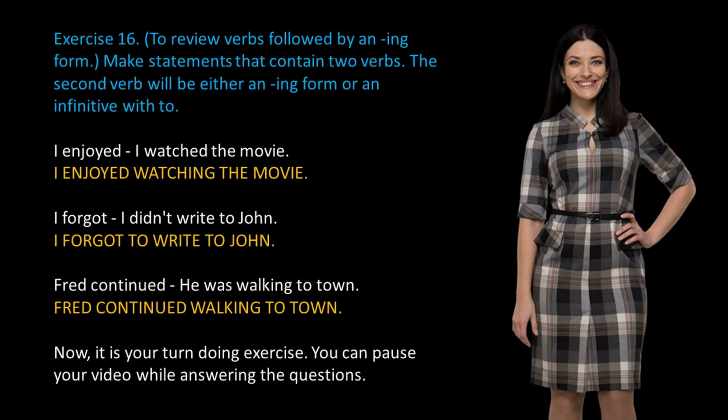Exercise 16. To review verbs followed by an -ing form. Make statements that contain two verbs. The second verb will be either an -ing form or an infinitive with to. Examples: I enjoyed. I watched the movie. I enjoyed watching the movie.